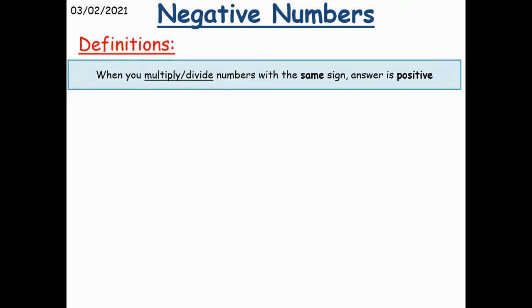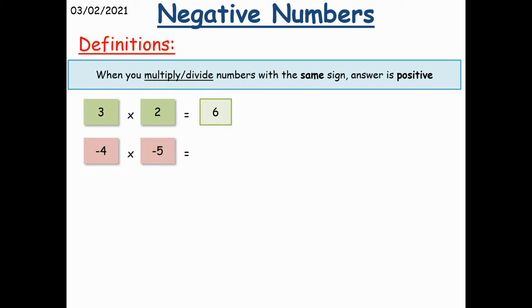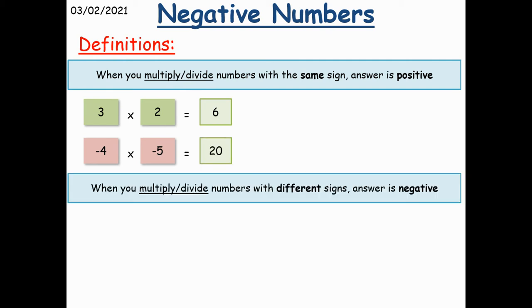All right. A few definitions you need to know. When you multiply or divide negative numbers now, or numbers with the same signs, the answer becomes a positive. So please make a note of that. So 3 times 2, they're both positive. It gives you a positive answer of 6. But -4 times -5, remember they're also the same signs, so it would give us a positive answer of 20.